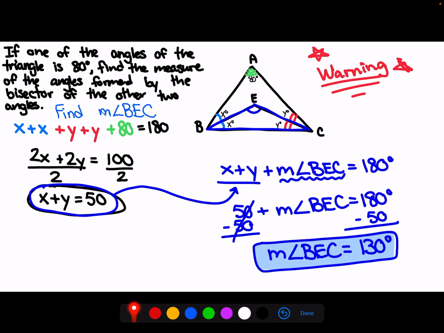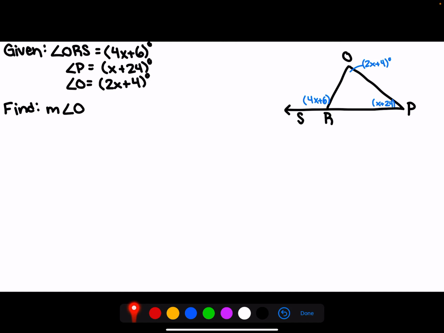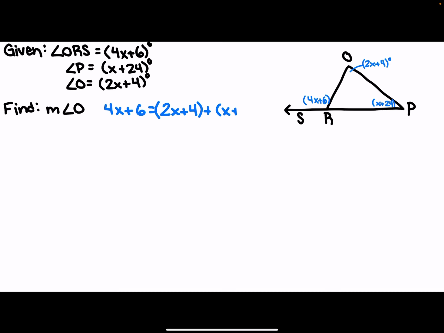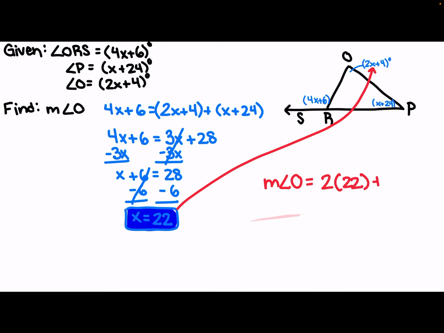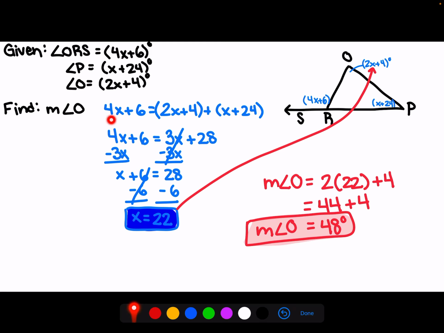All right, next up, given angle ORS is equal to 4x plus 6, angle P is equal to x plus 24, and angle O is equal to 2x plus 4. Find the measure of angle O. So we have two remote interior angles and an exterior angle. If I add angle O and angle P, it will equal angle ORS by the remote exterior angle theorem. So, just plugging in 4x plus 6, the exterior angle is equal to the sum of our interior angles.